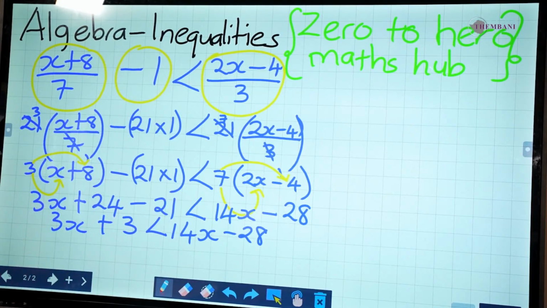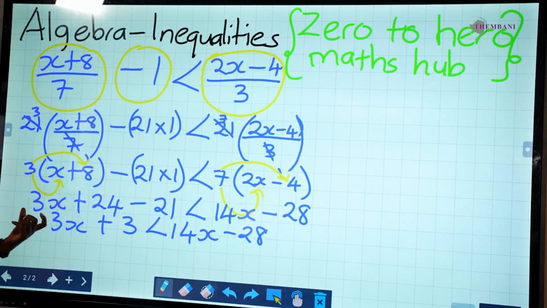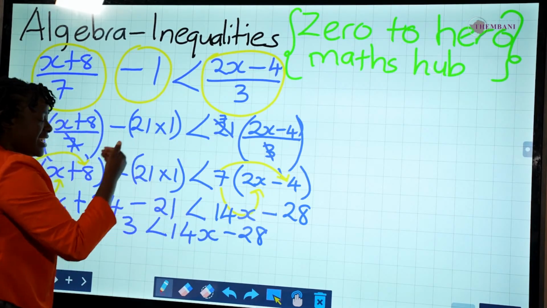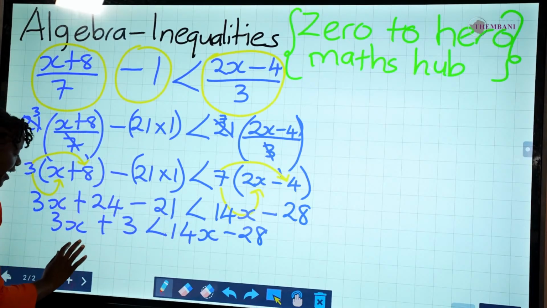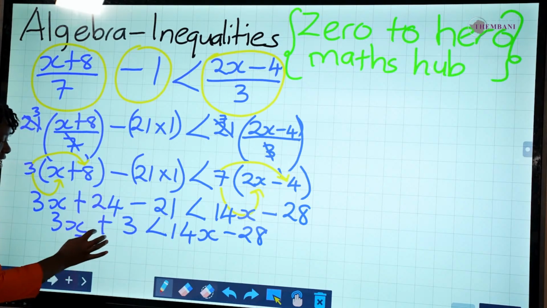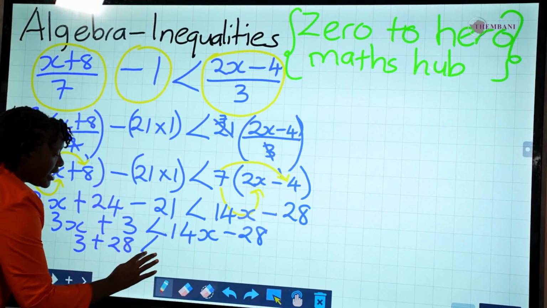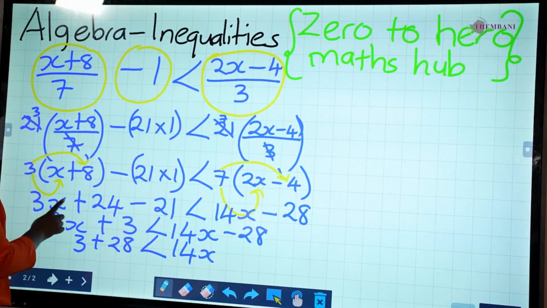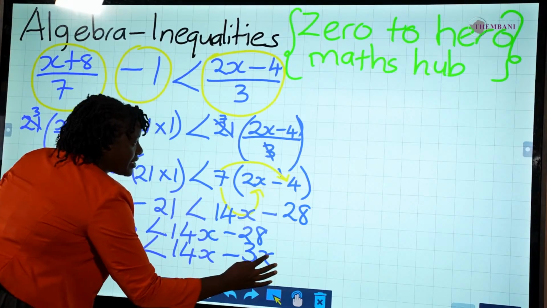So for me to avoid negatives, I'm going to move this 3x to the 14x. If this 3x moves to the 14x, it was a positive, it becomes a negative. And I'm going to move this 28 to this side. It was a negative, it's going to become positive. So I have 3 plus 28 is less than my 14x. This positive 3x becomes a negative 3x.